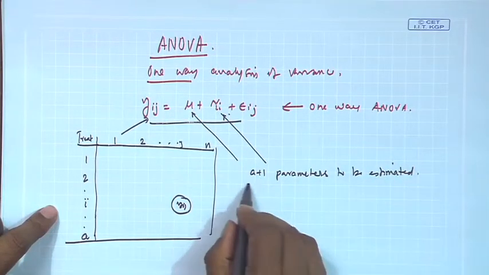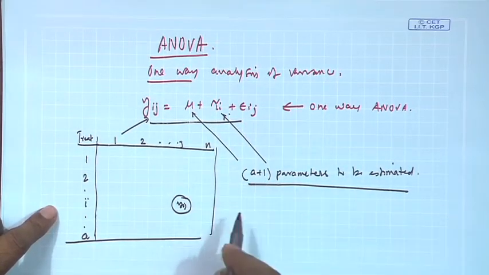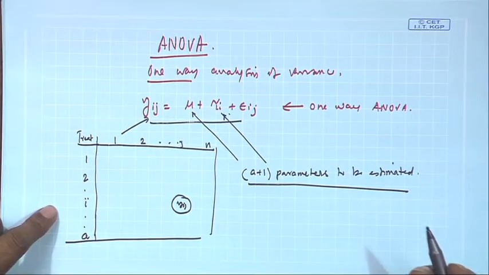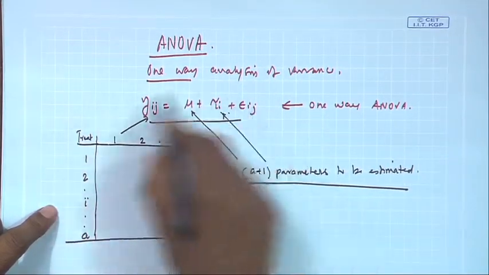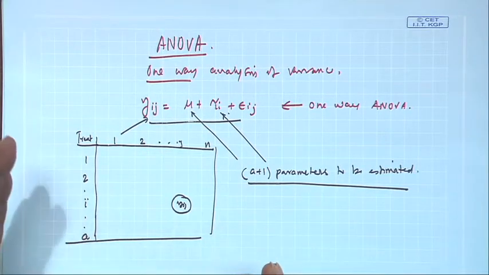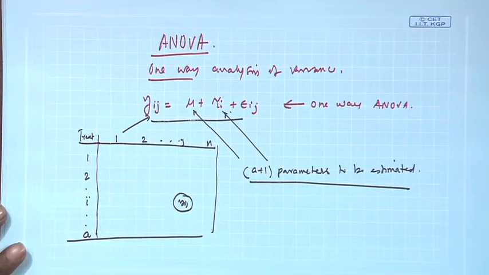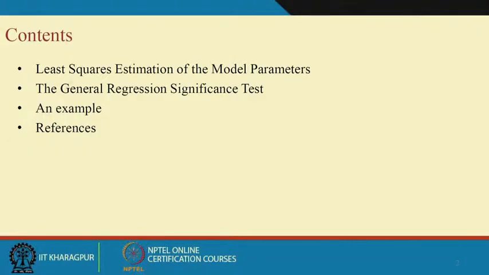So, in today's lecture we will see how regression is used to estimate these a plus 1 parameters, and how the SSR, SSE and SST can be estimated using the regression approach. Further, I will show you one example, and then we will compare the ANOVA results versus our regression result for the model adequacy test. Okay, although the parameters level comparison is also possible. So, essentially we will see least square estimation of model parameters, the general regression significance test, an example, and a few references.